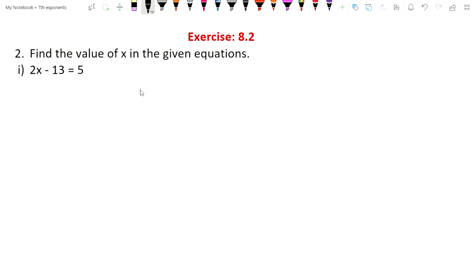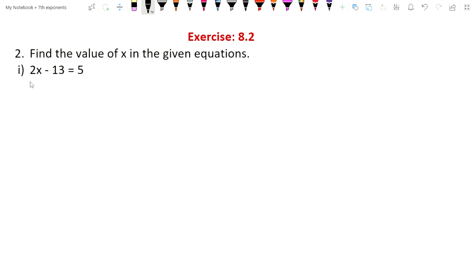What is transposition, children? The process of moving algebraic terms from LHS to RHS, LHS means left hand side and RHS means right hand side, and vice versa, is called transposition. Okay, I repeat this. The process of moving algebraic terms from LHS to RHS and vice versa is called transposition. So we are going to use this method.